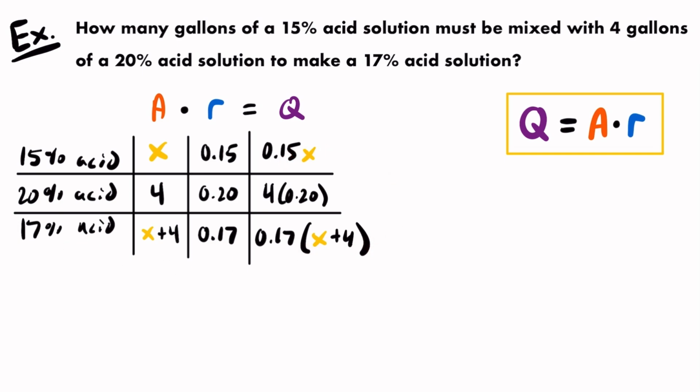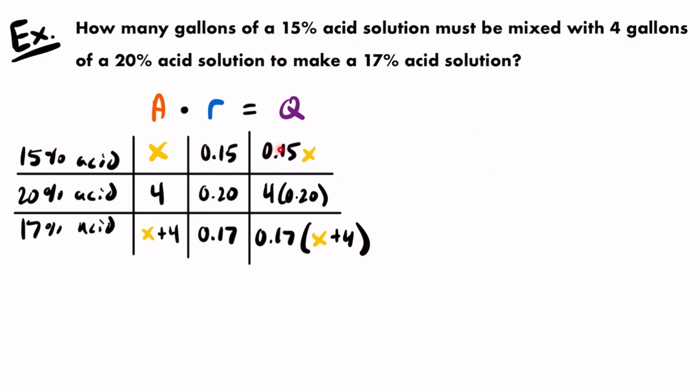So what we can do is set up an equation where we take this quantity plus this quantity and set it equal to this quantity. And so that will look like this. We'll have 0.15x plus 4 times 0.20. So let's write that down. 0.15x plus 4 times 0.20. And that will be equal to this quantity, 0.17 times x plus 4. So I'll write that down, 0.17 times x plus 4.